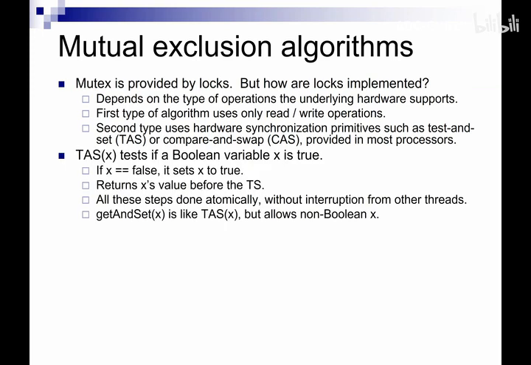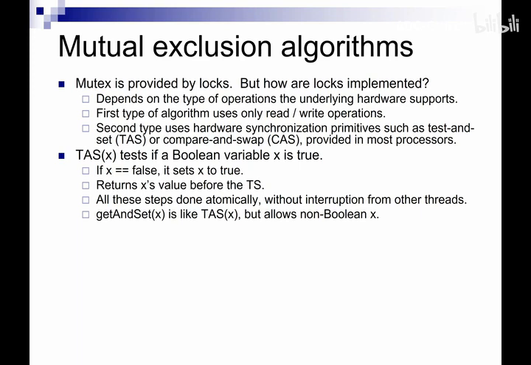Okay, so before that, let me first talk about these two synchronization primitives, test and set and compare and swap. For test and set, we apply test and set on a Boolean variable x. This test and set basically tells us if x is true or not.